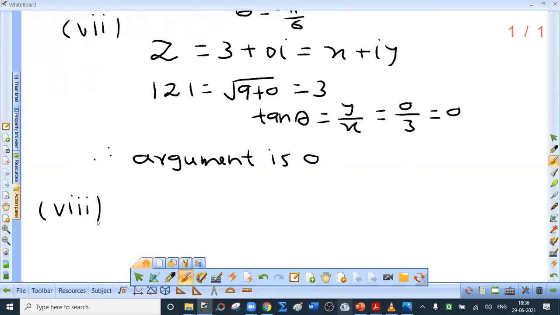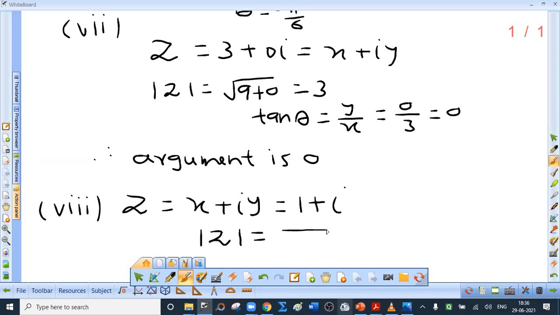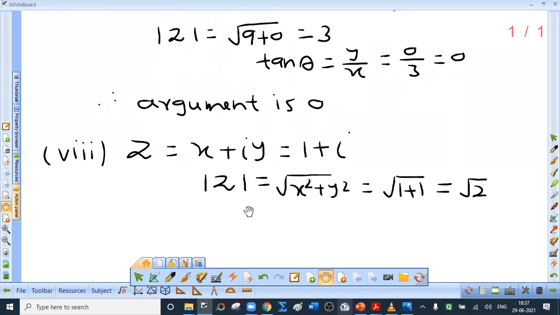Now, sum number 8. What is sum number 8? It is 1 plus i. Okay. z equal to x plus iy equal to 1 plus i. What is modulus of z? Root x square plus y square. See, the concept of modulus is the simplest one. Geometrically, it represents the distance of the point representing the complex number from the origin. Root x square plus y square.